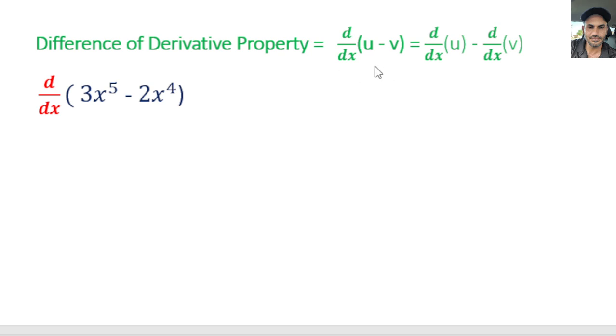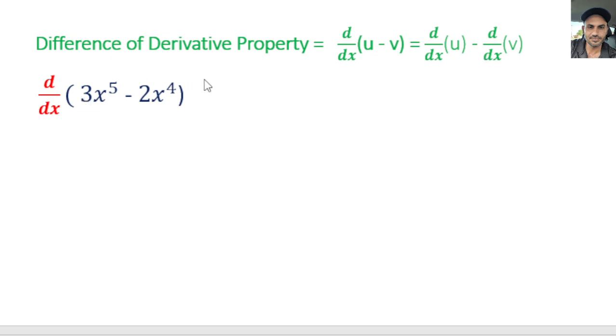Then the derivative of such an expression is going to be the derivative of the first term minus the derivative of the second term. So it is equal to the derivative of u, which is the first term or the first function, minus the derivative of v, which is the second term or the second function. So the derivative of the difference of the function is basically equal to the difference of the derivatives of the terms that are part of that function.